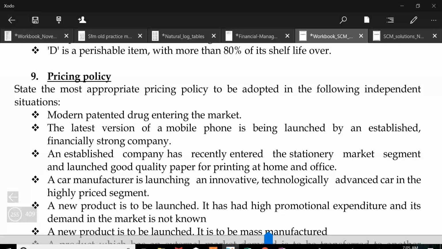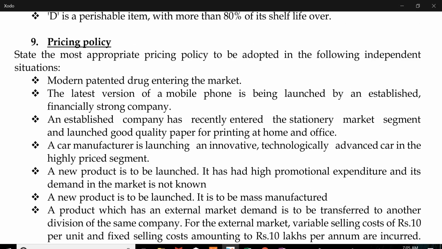State the most appropriate pricing policy to be followed. Modern patented drug entering the market. Which one? It's either skimming or penetration. It'll be skimming. I'll explain what happens in the pharma industry.